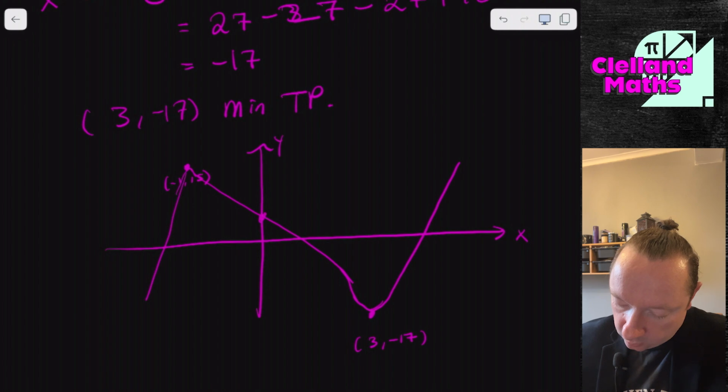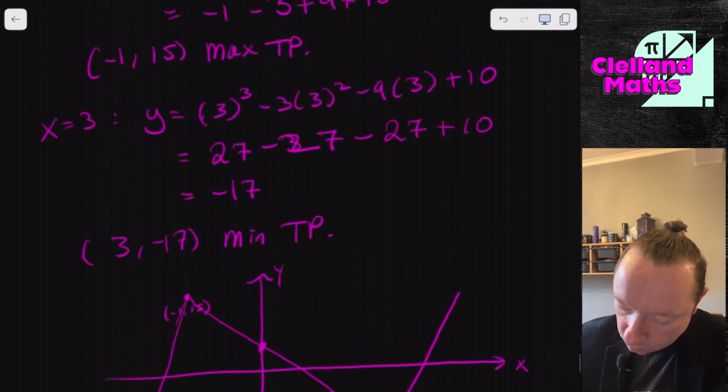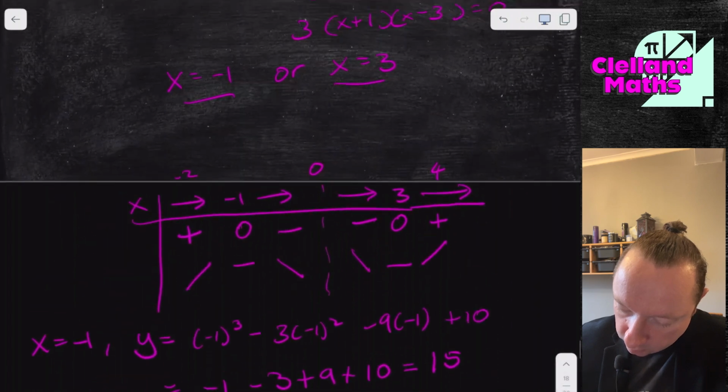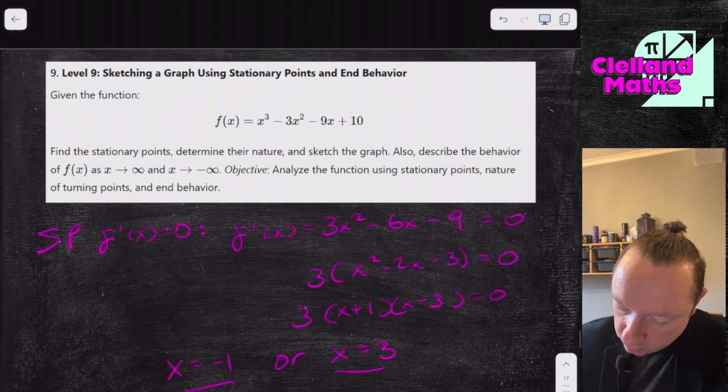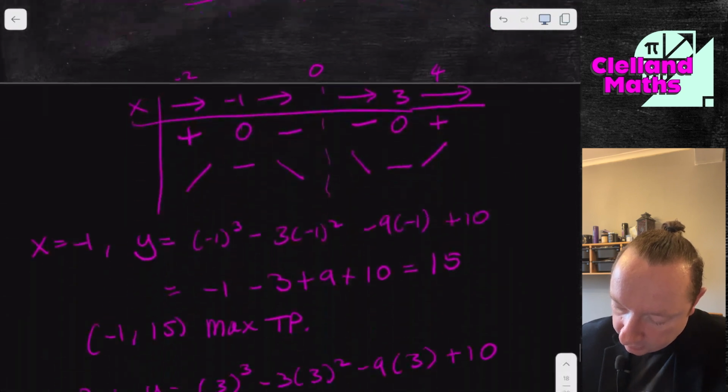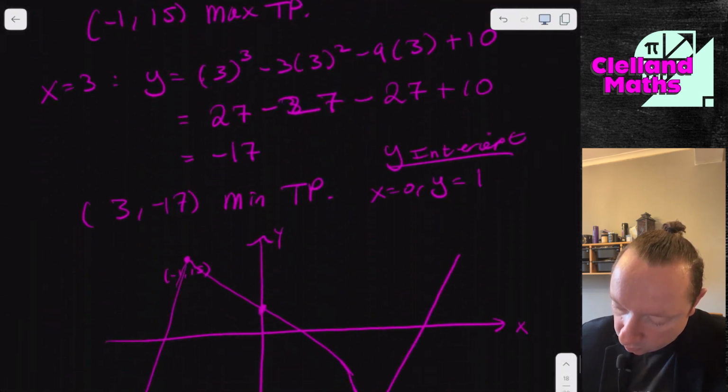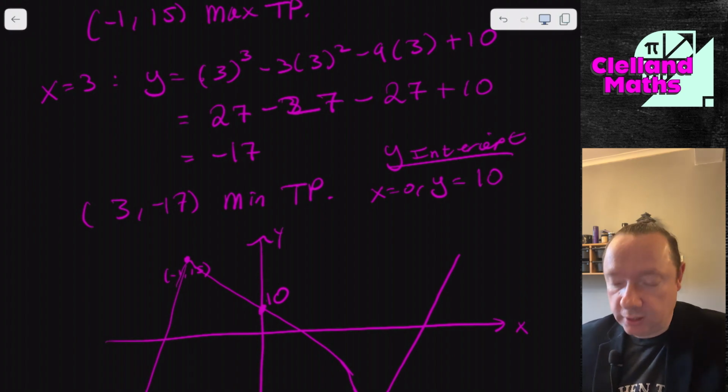Suppose we could work out where it cuts the y-axis. It cuts the y-axis at x equal to 0. So for the y-intercept, when x equals 0, y equals, what's the original equation? 0 cubed minus 3 times 0 squared minus 9 times 0, that's all 0, so we get 10. So it's easy to work that out, so we might as well put 10 on that graph, I think. Graph obviously not drawn to scale.